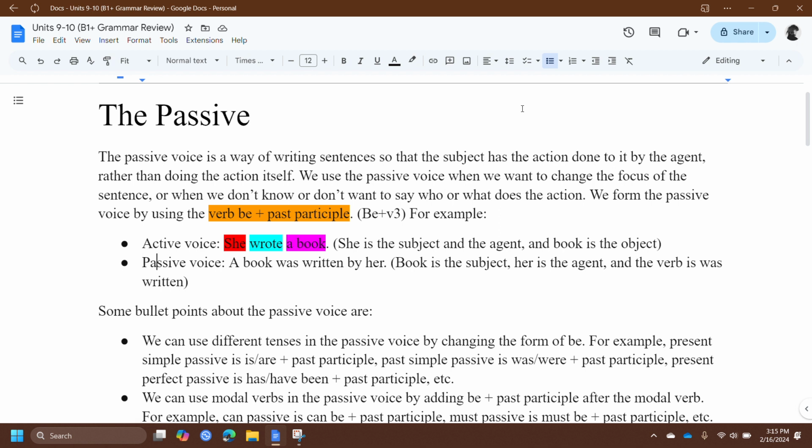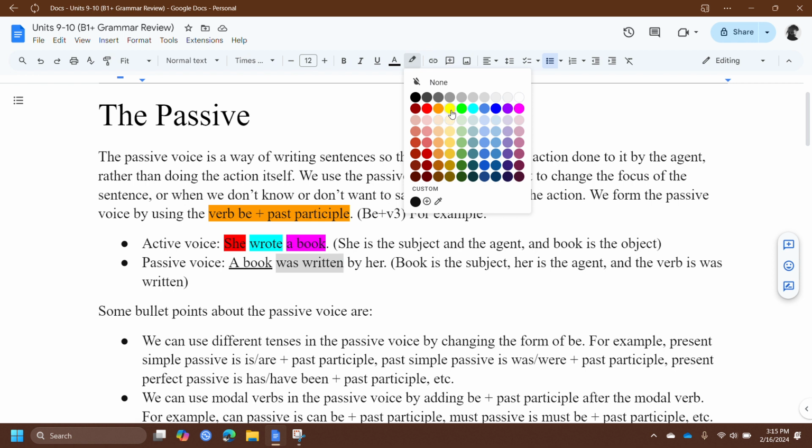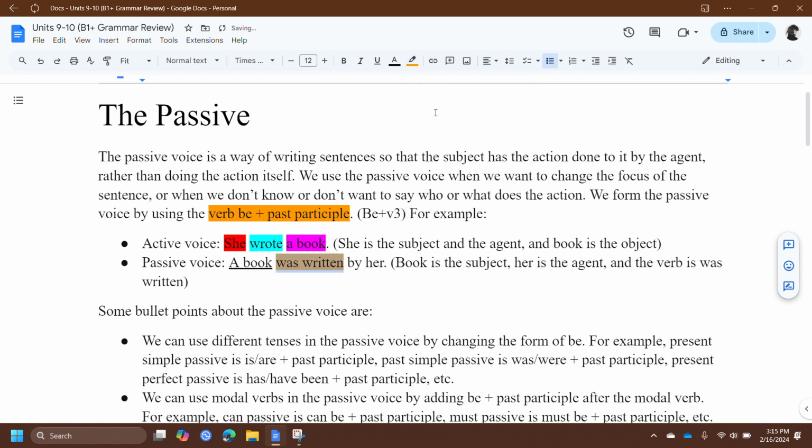So if you now change it to the passive voice, you're bringing the object of the active sentence to the beginning and calling it the new subject. So we're going to say a book was written. So was written, how did you find that? It's very simple, actually. We are just using this structure. We're bringing the verb be.